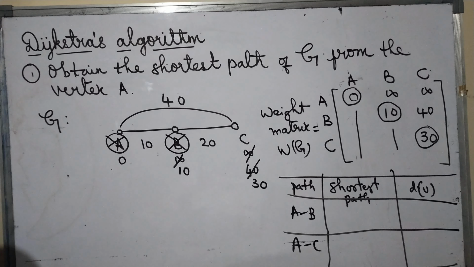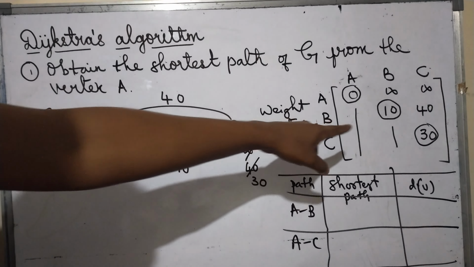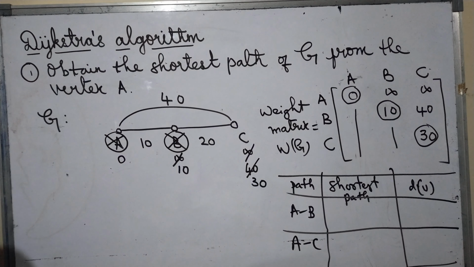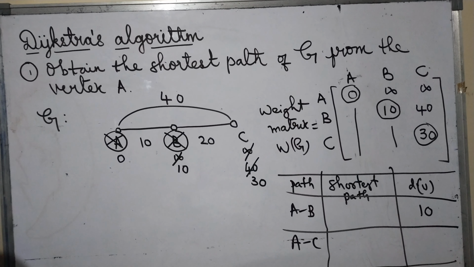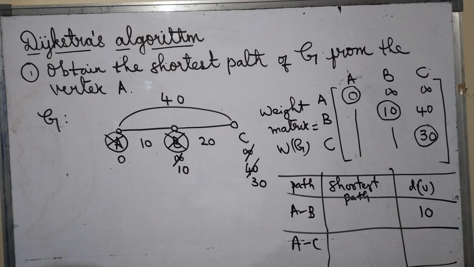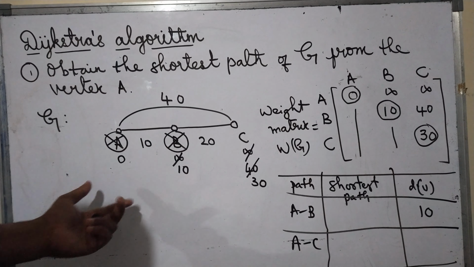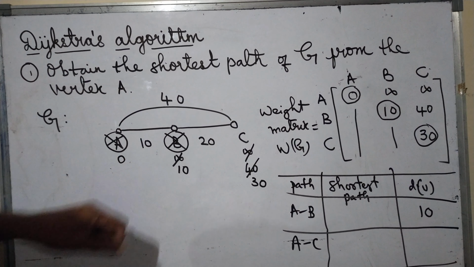From the weight matrix we came to the conclusion that the shortest path weightage from vertex A to vertex B is 10. Let us write that here and observe the figure. We have to choose the path which contains the weightage 10 from A to B. Here, this is the vertex A and this is the vertex B. So this is the shortest path because the weightage is 10 here.